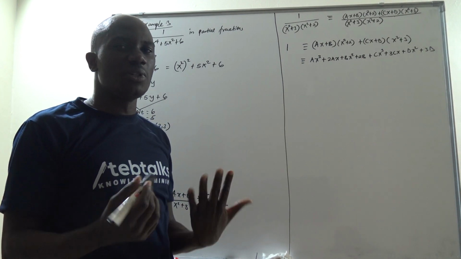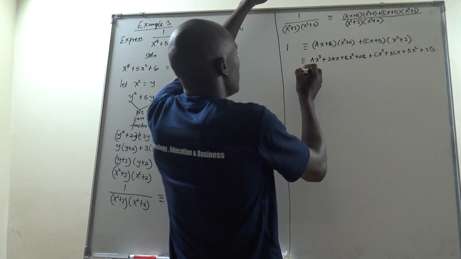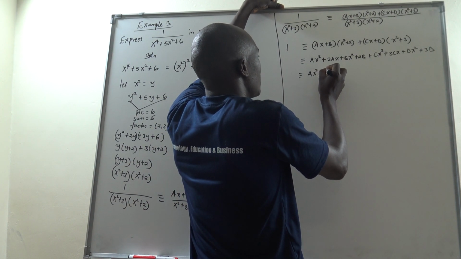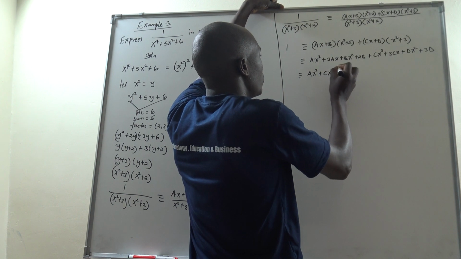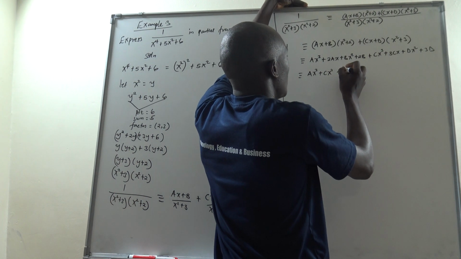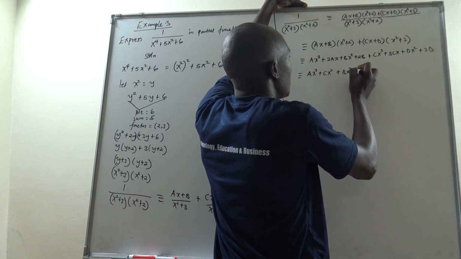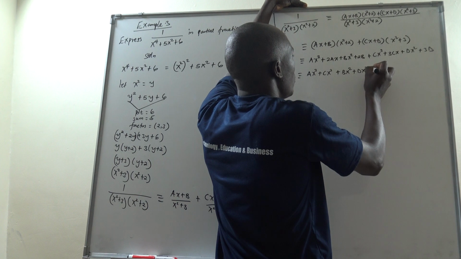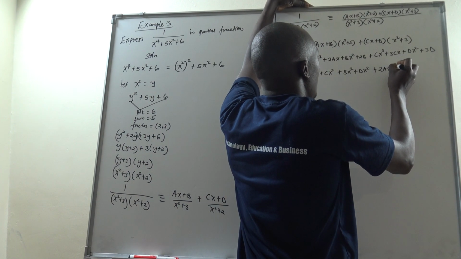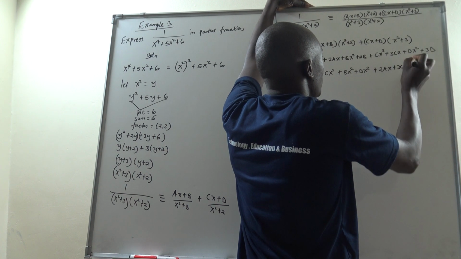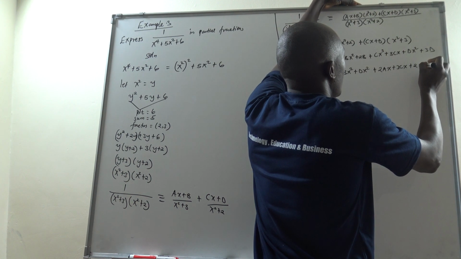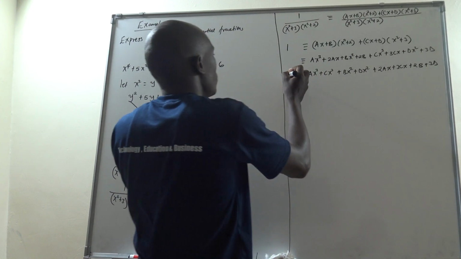Those ones with the cubed, they come close. So this is the same as ax cubed plus cx cubed. We got those ones with x squared. We say plus bx squared, then plus dx squared. We got those ones with x: we are going to do 2ax plus 3cx. We got those ones without x. We say plus 2b plus 3d, which is equal to 1.